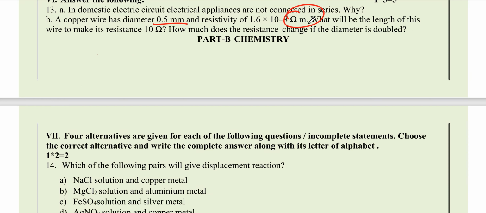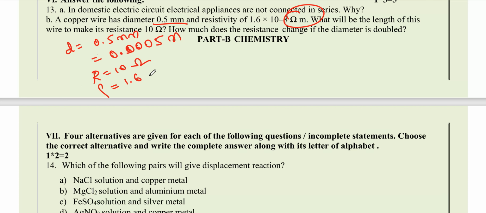So what is the diameter of the copper wire? Quick, make it fast. 0.5 mm. If you convert this, it becomes 0.0005 meter. Any doubts? Diameter in meters is 0.0005. What is the resistance? Resistance is 10 ohm. Now what is the resistivity? Rho is 1.6 into 10 power minus 8 ohm meter. So this is the given data. Now they are asking what is the length.